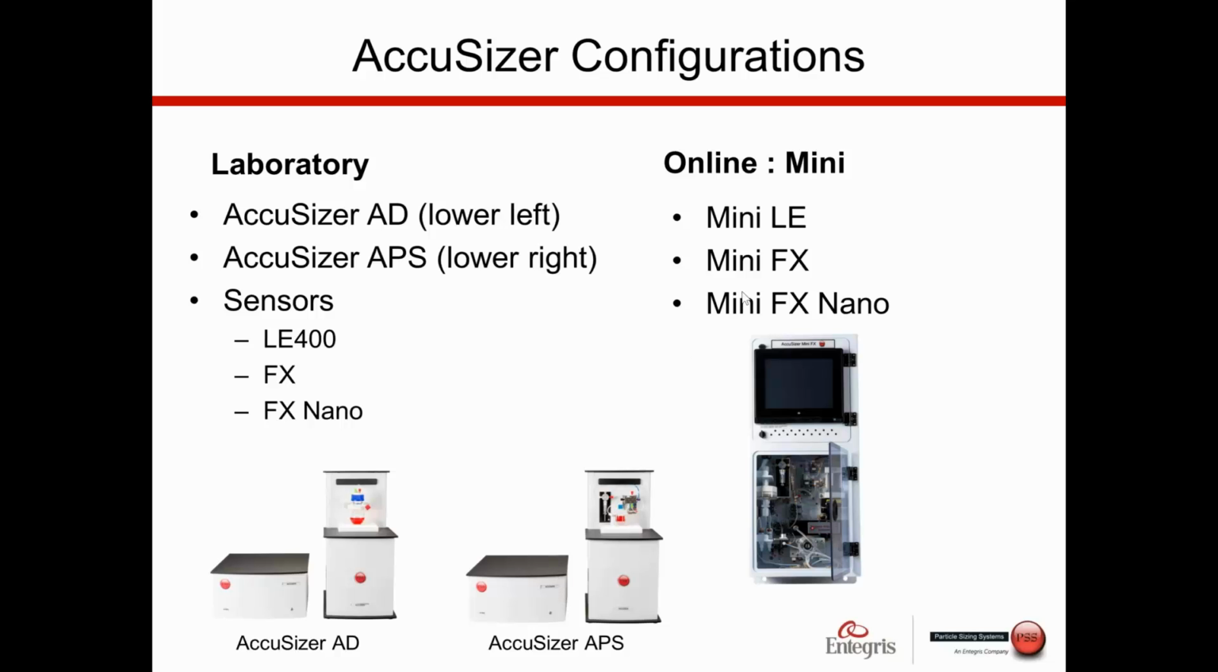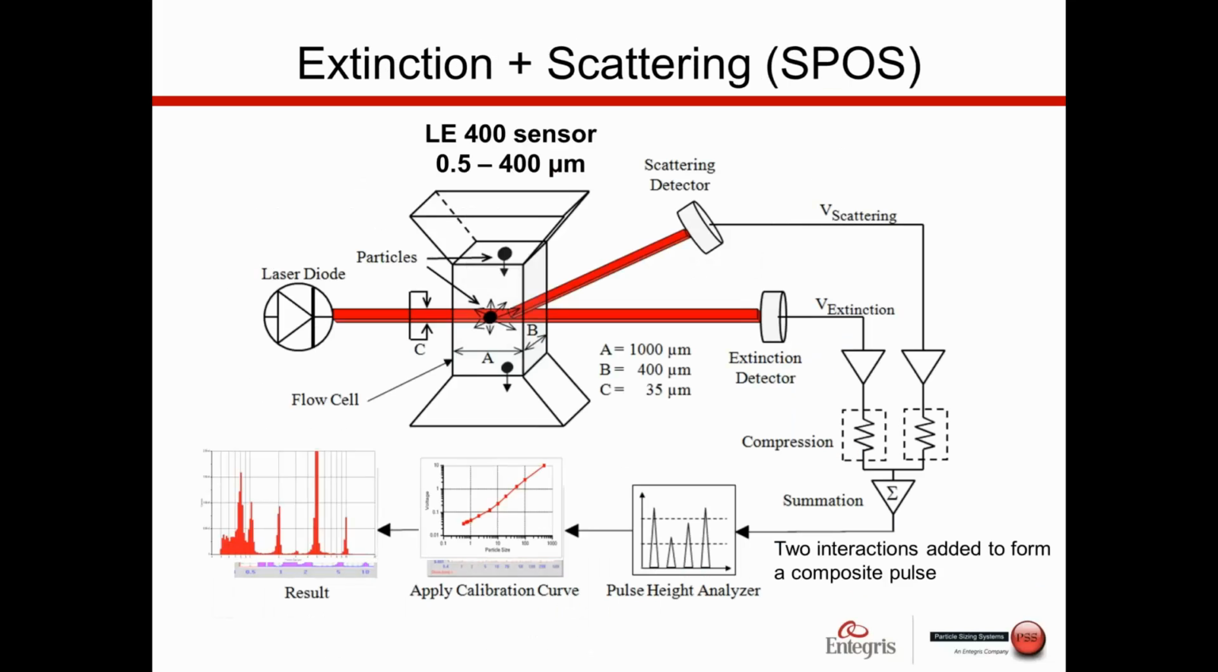And then similar options are available with the online system. We call the online systems the Mini, and we can have the LE, FX, or FX Nano sensor built into the Mini system. And we have various dilution fluidics depending on the sample that we're going to analyze and which sensor we load into the Mini. So let's take a closer look at the sensor selection.